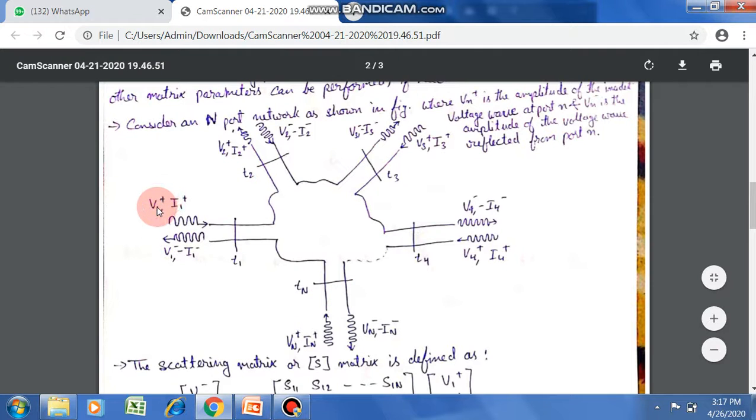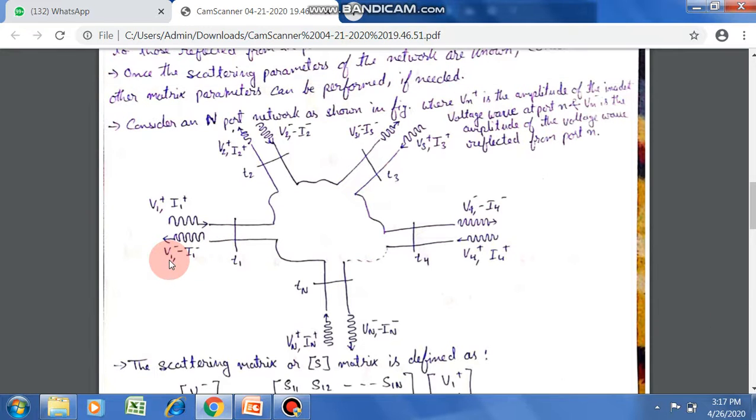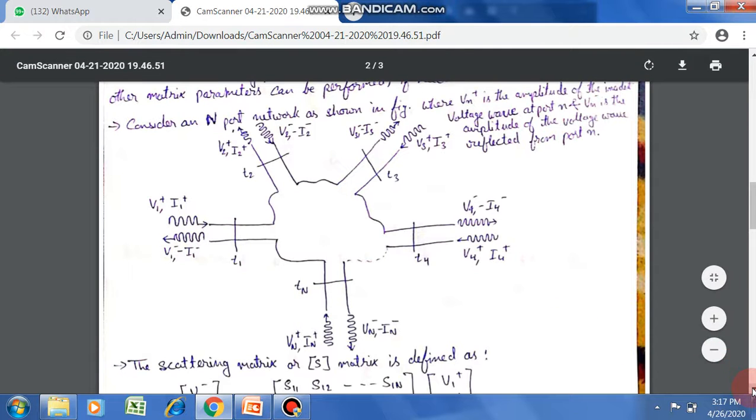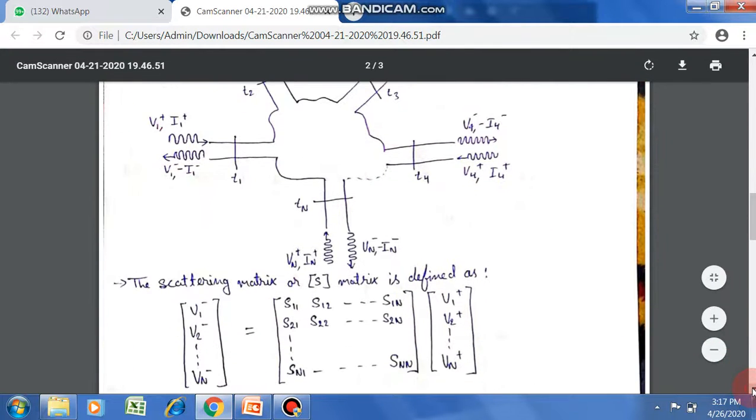You can see here incident voltages are V1 plus and incident current is I1 plus, similarly in all ports, and V1 minus and minus I1 minus are reflected voltages and reflected currents. The minus sign here is because the direction of current is opposite to the incident current. So if this is the condition, then how can you define your S matrix?